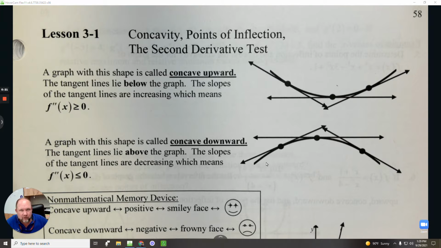When something is curved the other direction, it looks like a frown. That means the slopes are decreasing left to right, and that the second derivative is negative.